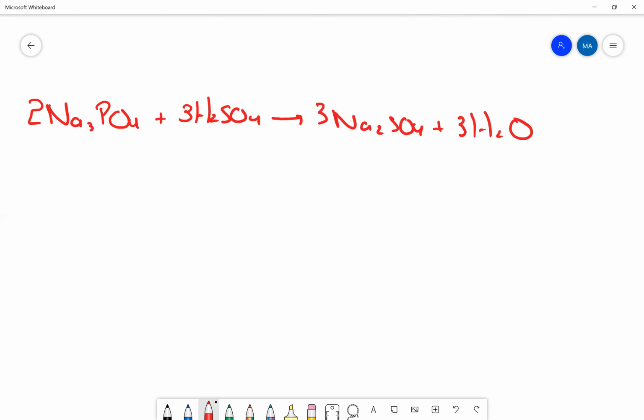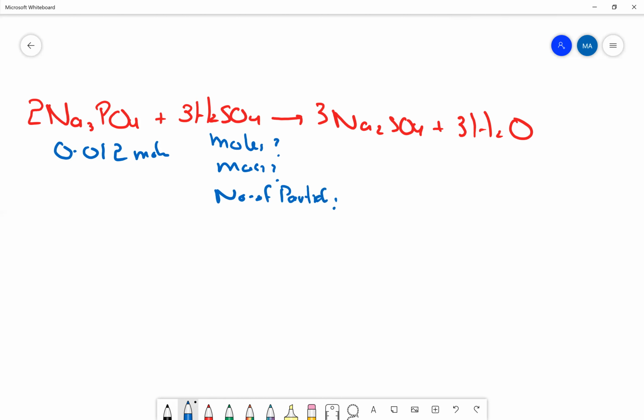And for this equation here, the data given to you is the moles of Na3PO4, 0.012 moles. You're asked to find the moles of H2SO4, the mass of H2SO4, and the number of particles of H2SO4. So you see, you're just given one quantity and they're asking so much information from you. And then you're also asked to find the moles of Na2SO4, and the mass of Na2SO4.